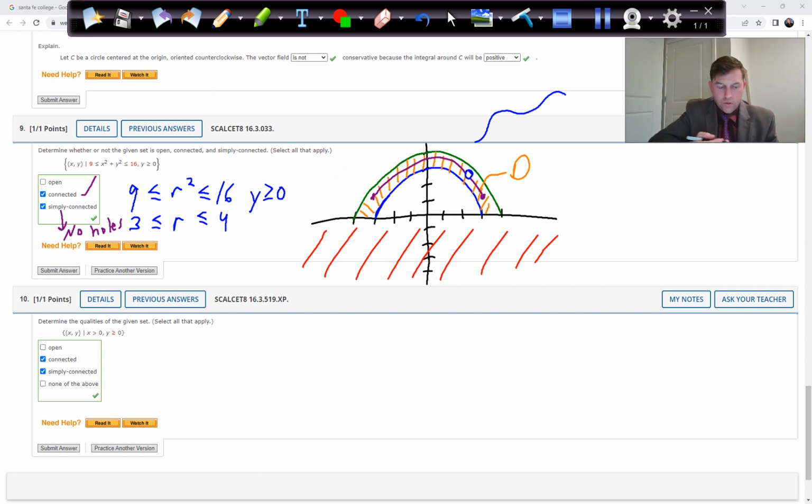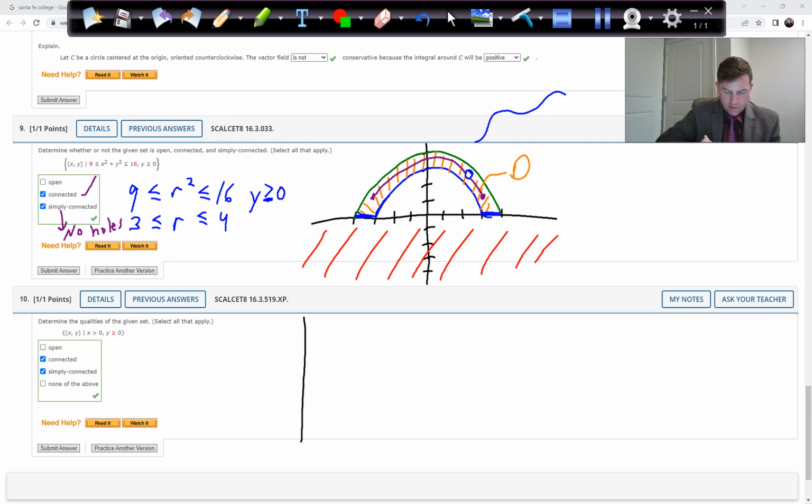It's not closed, and I should mention too, because this says y is greater than or equal to 0, this is closing this off at the y-axis. So those are end-capped. Okay, so let's look at the next one.